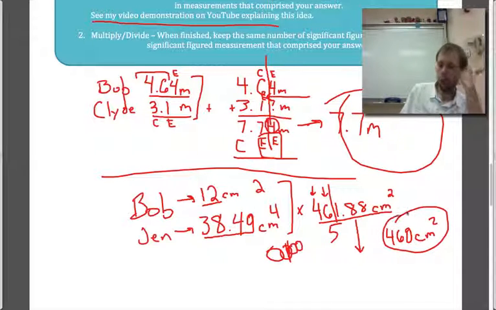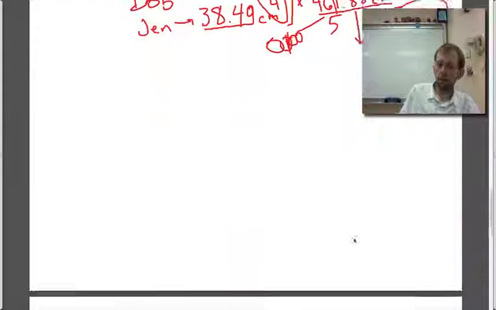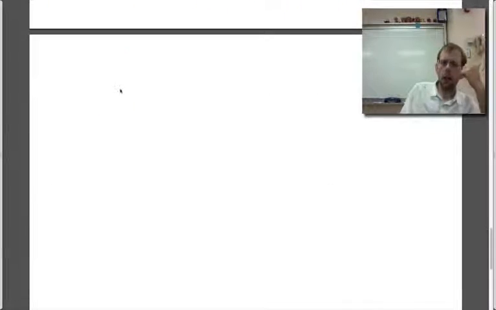All right, and I would do the same thing for division. So add, subtract: keep your leftmost estimated digit and everything to the left of that. Multiply, divide: go by the number of sig figs in your components. The lower one is what you're going to have in your answer. Okay? All right. Let's do just one more, and we'll see how you guys do.